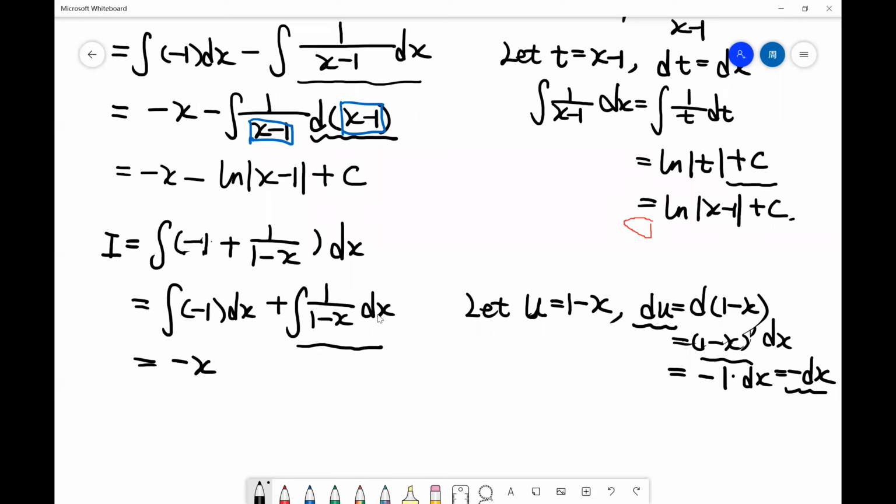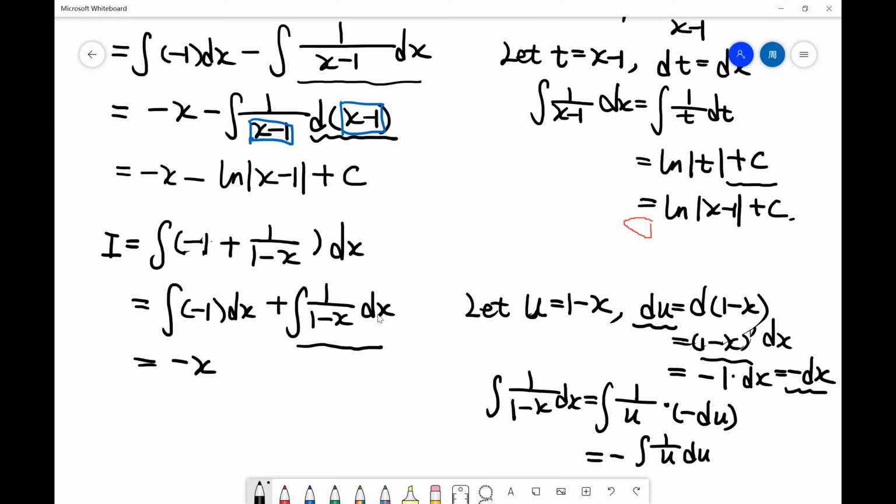du equals minus dx here. So 1 by 1 minus x dx equals 1 by u, and dx should be minus du here. So you have a minus sign here, that is 1 by u du. And that is also equal to minus ln absolute value of u plus c, right? It's the same, right? Yeah, they are the same. But there is a little bit of difference between the procedures, right?